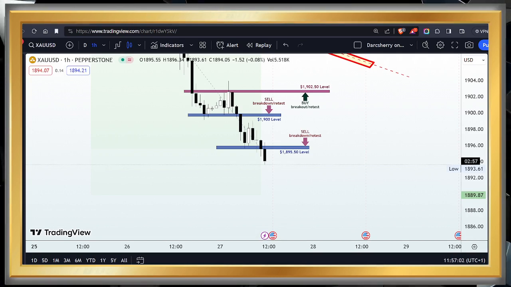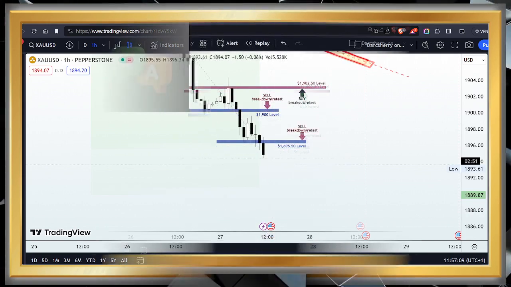You can use that time to mark out these levels on your chart, as you will be needing them as a reference point to guide your independent trading decisions.